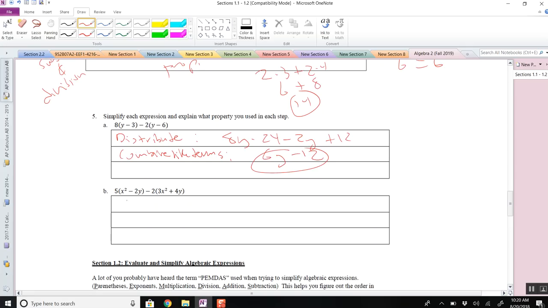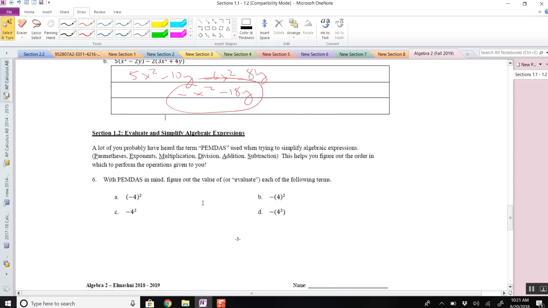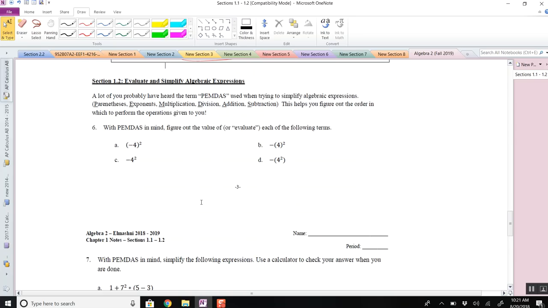Again, we'll distribute: 5x squared minus 10y minus 6x squared minus 8y. Combine like terms, negative x squared minus 18y, and voila, you got it simplified. Okay, actually, I lied. So this is now 1.2.